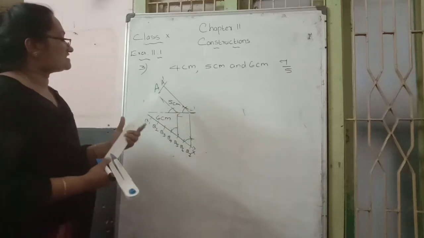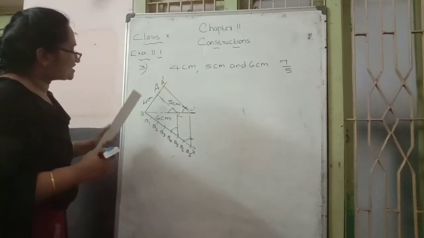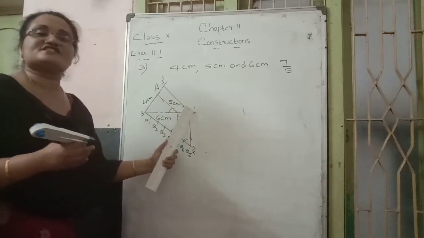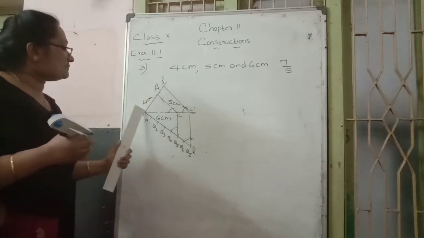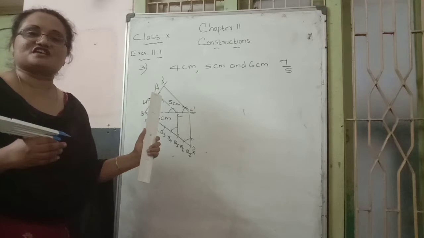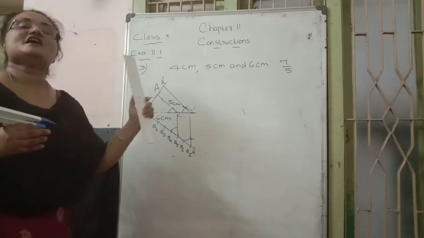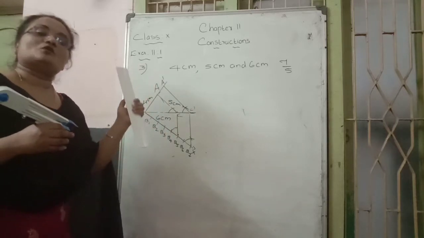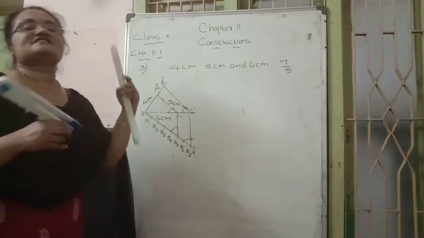So which is our similar triangle? A dash B C dash is our similar triangle. ABC is our original triangle. I hope you can understand how to construct the original triangle and similar triangle.